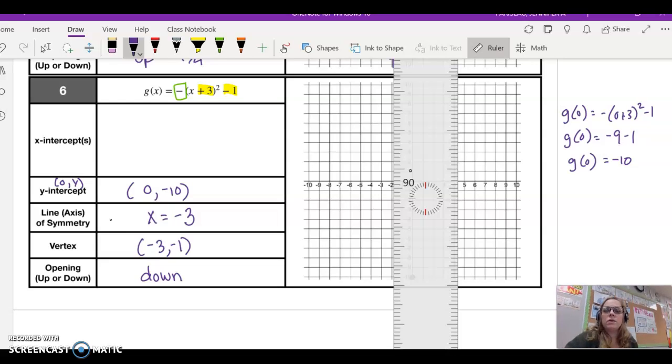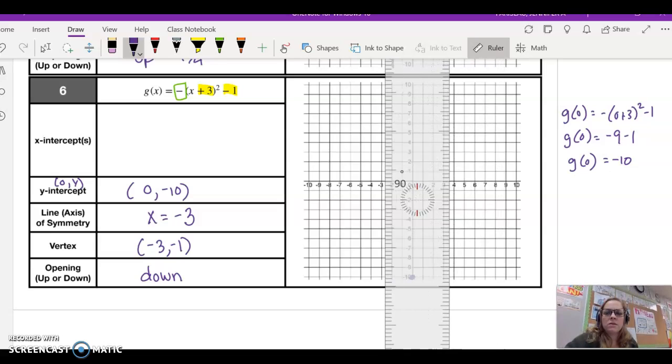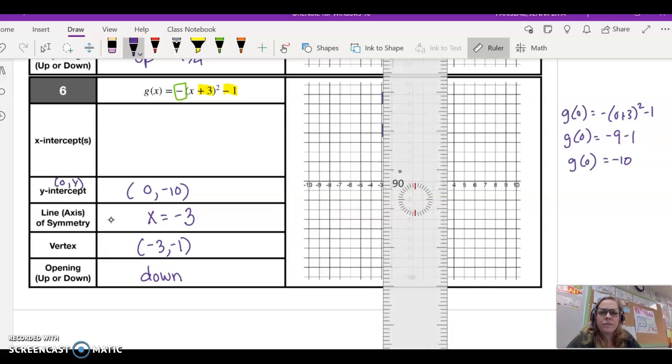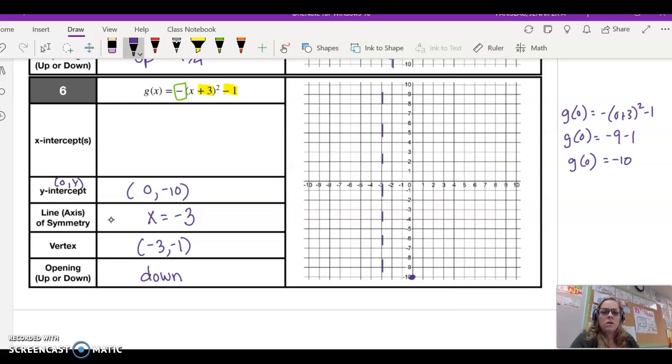And let me go get my ruler for my axis of symmetry. x = -3. And my vertex is (-3, -1). Well, we already know it's going down. So by just looking at this so far, if this is my vertex and I have a y-intercept, the only way to go from my vertex to that y-intercept is for it to go down. And we know it's going down because of the sign of the function.